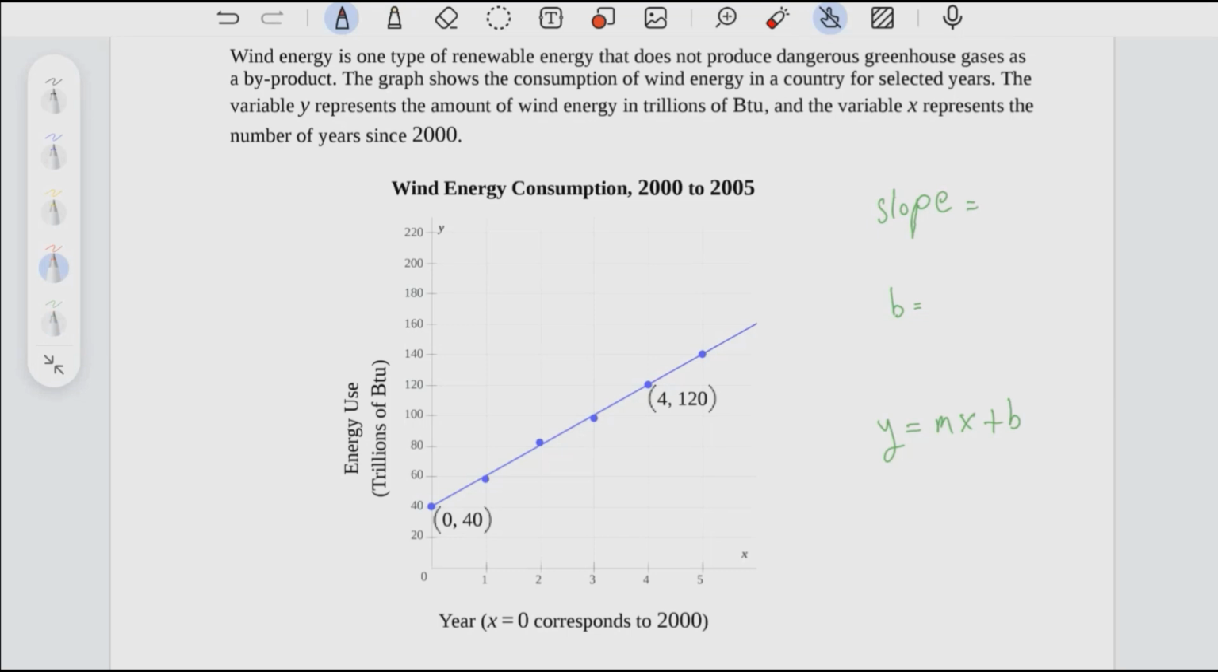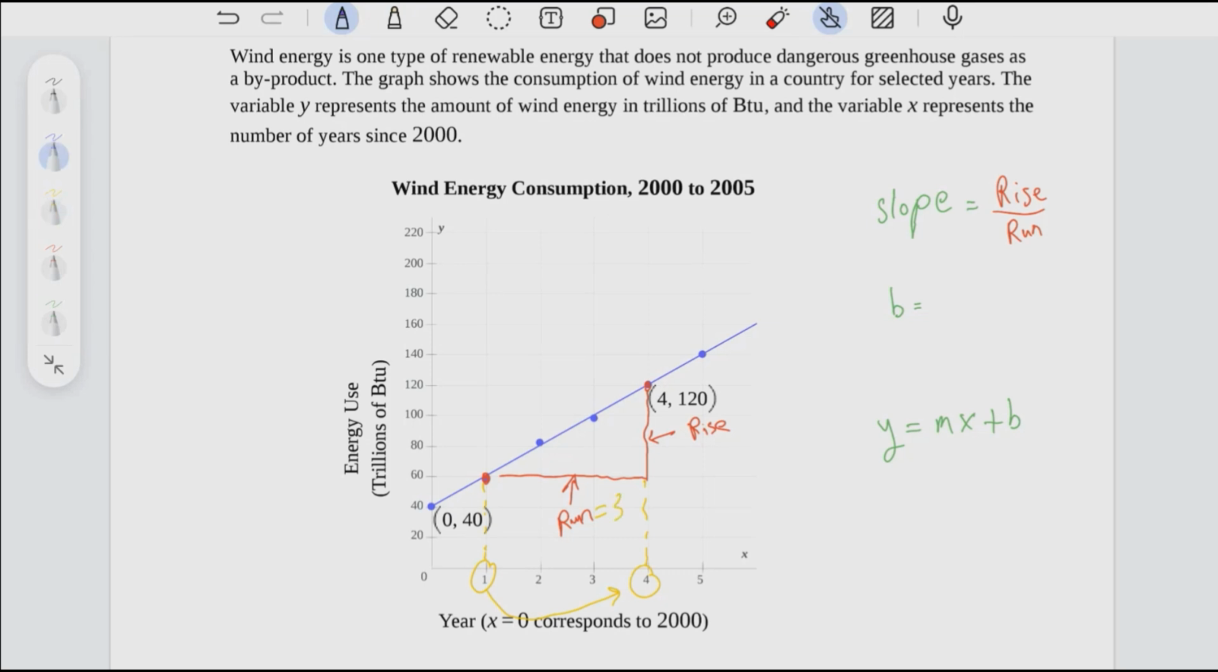Okay, the slope is the rise over run. Let's choose 2 points. You can choose any 2 points. I would choose this point with this point. This is the rise, and this is the run. The run is the horizontal change, and it's from 1 to 4. So the change is 3. 4 minus 1 is 3.